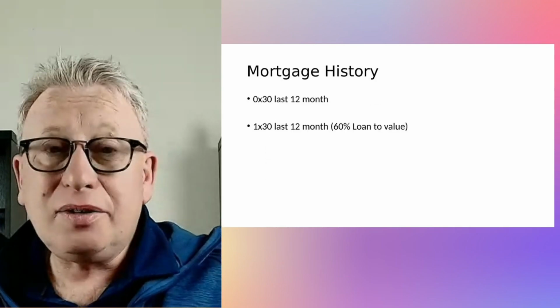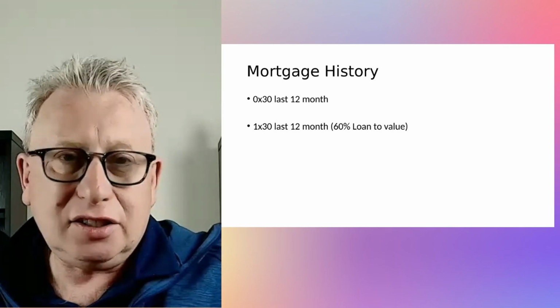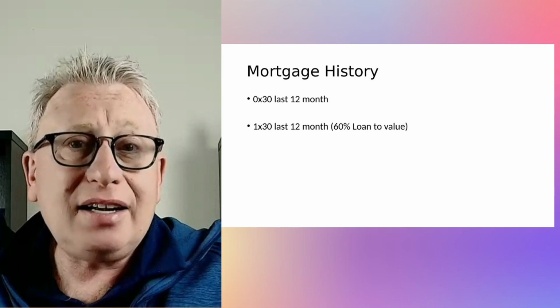Next thing is your credit. When you do this, really ideally you have 0 lates on your existing mortgage. This is your primary residence. You can have a one-time slip.